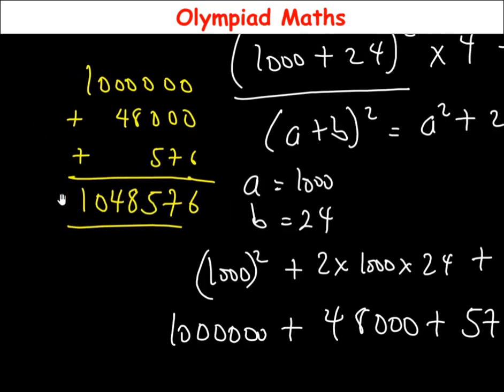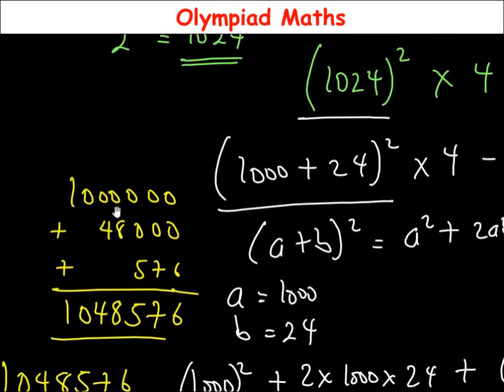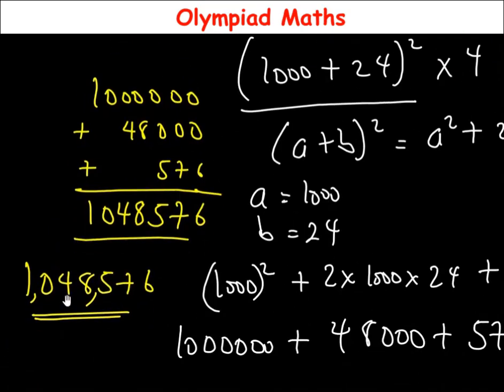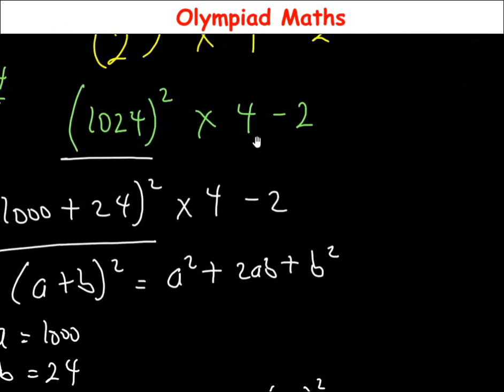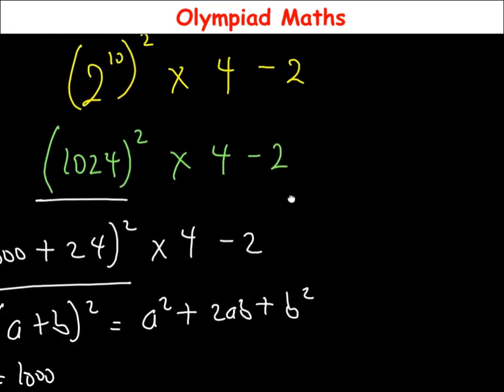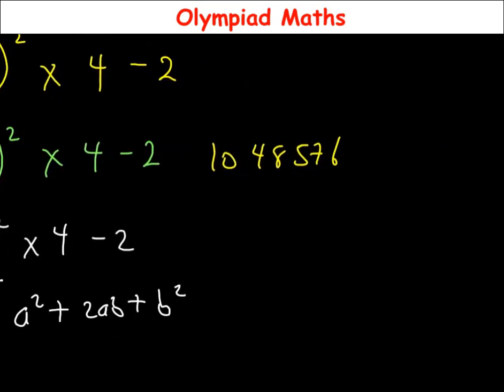So we have 1,048,576. But that is not all. Don't forget that the value of 1024 squared gave us 1,048,576. Then we need to multiply it by 4 and then subtract 2 to get our final answer. So we got the value of this to be 1,048,576, right? Then the next thing is to multiply it by 4, so times 4 and then subtract 2.